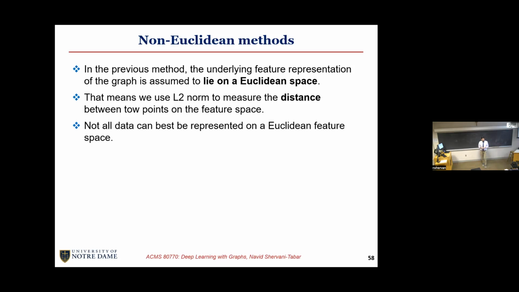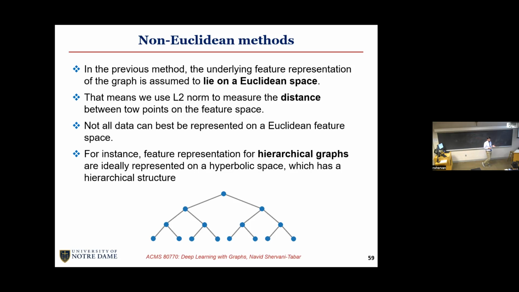Now, so far, the idea behind what we looked at was that my data has a latent representation on a Euclidean space. But that's not always the case. In some cases, you have some type of graph, let's say a hierarchical graph, like a tree, that can be better represented on some other space. So let's say on a hyperbolic space, you can preserve these hierarchical embeddings.